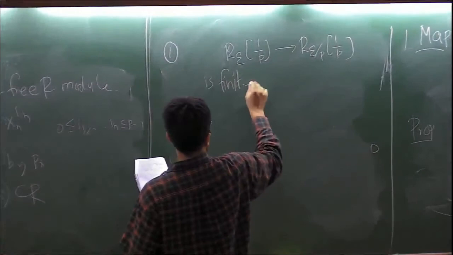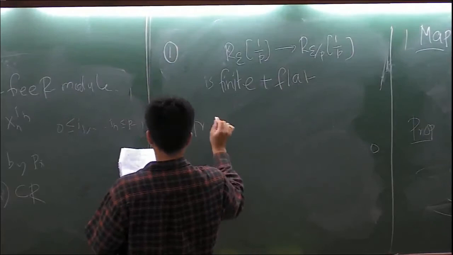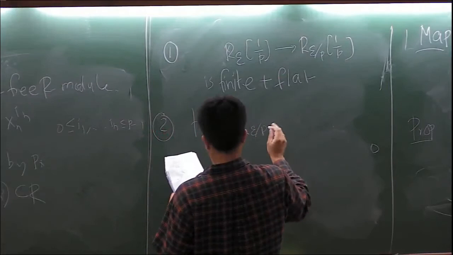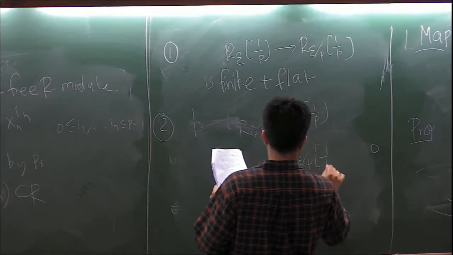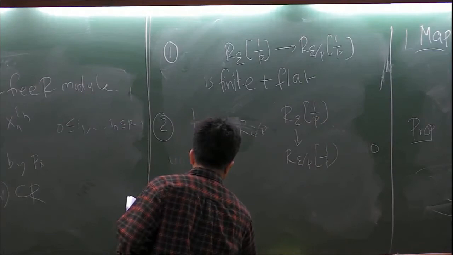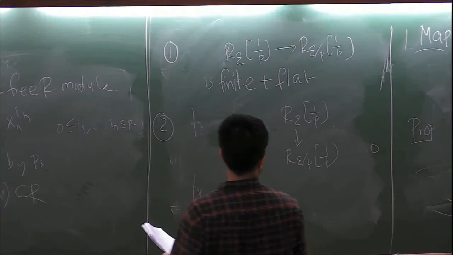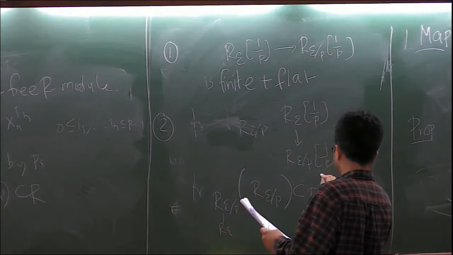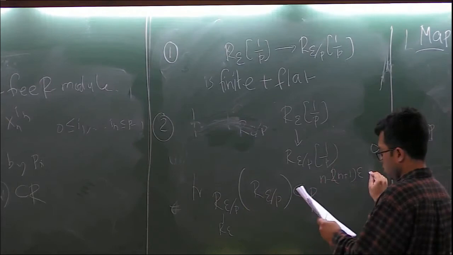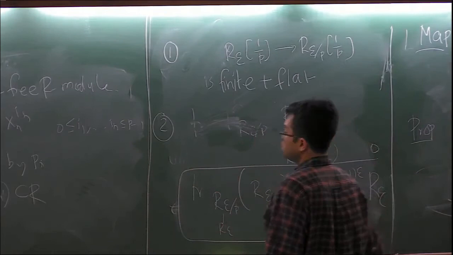And 2, I want to get some information about trace. So this is the trace of this map, R epsilon by P to epsilon by P. So the trace of this R epsilon by P, and you have to invert 1 by P. This is contained in P to the power of a certain power. So I just wanted to show you this calculus here. I'm just starting with this R. You have this dimension n, so this dimension n comes here.